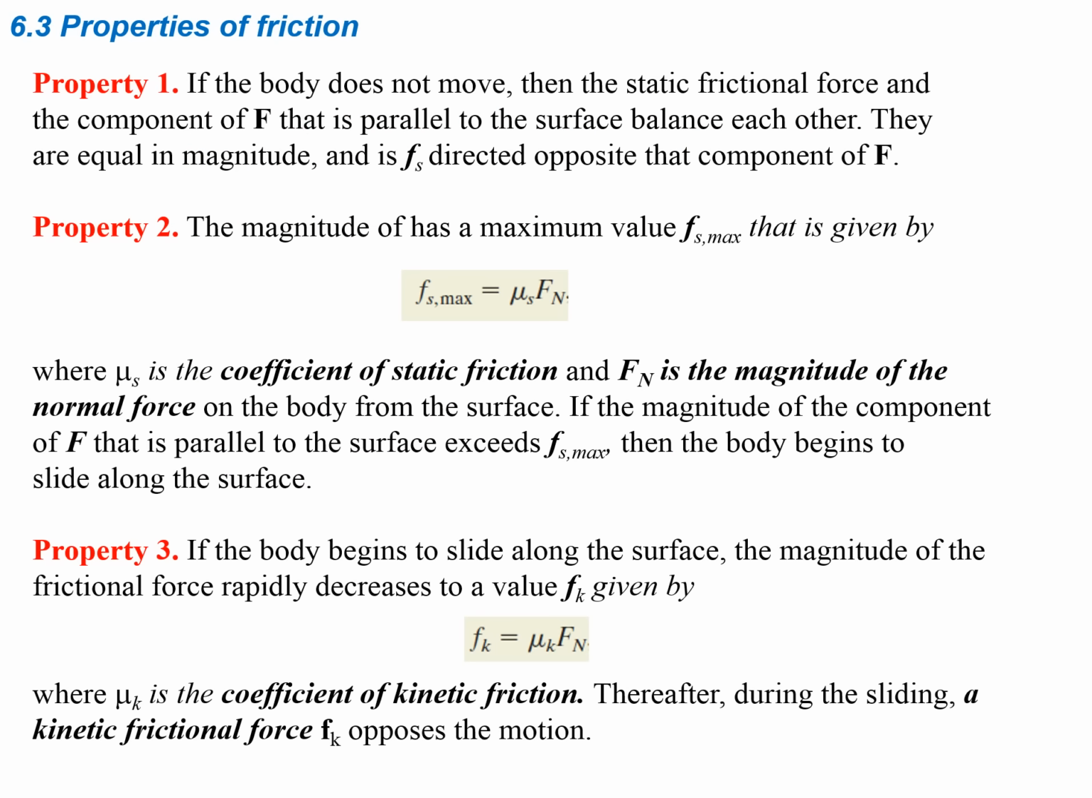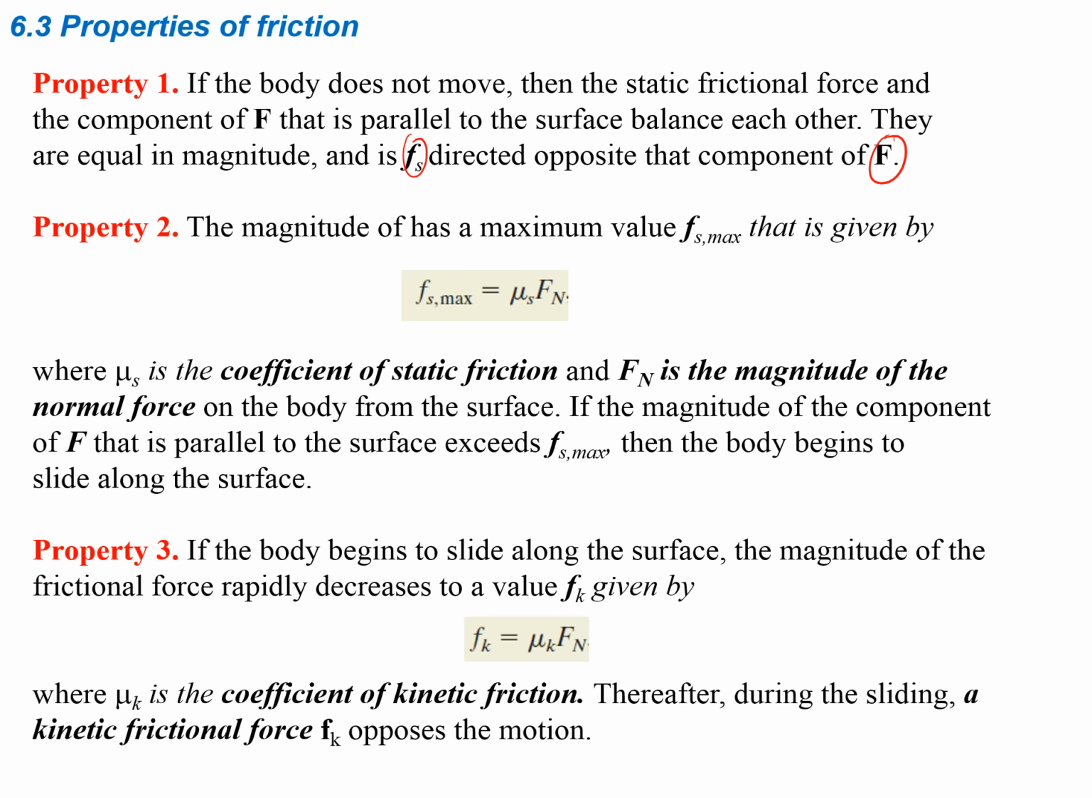Some properties of friction. Property 1: if the body does not move, then the static frictional force and the component of the applied force that is parallel to the surface balance each other. They are equal in magnitude, and the static frictional force F is directed opposite the component of the applied force, which is big F.